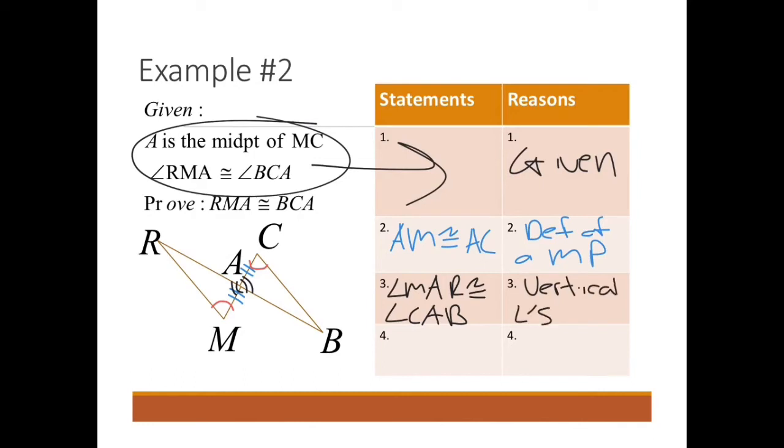And vertical angles are congruent. Alright, now that we've marked our triangles, it is kind of hard to see, but we have an angle followed by a side and another angle for both of our triangles, which means our reason the triangles are congruent is angle side angle. And the name of our two triangles, we have triangle RMA, which is congruent to triangle BCA.